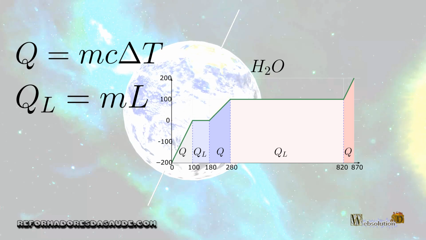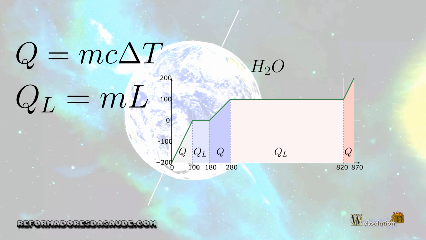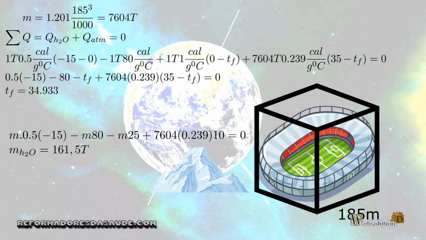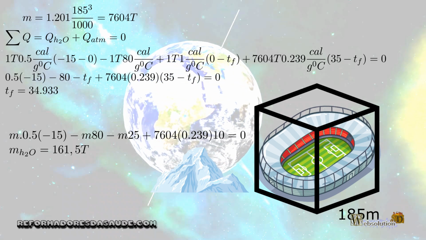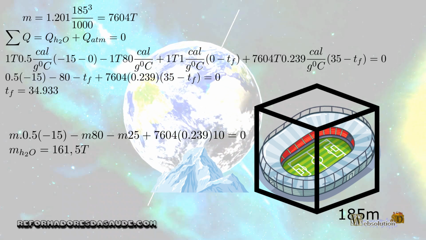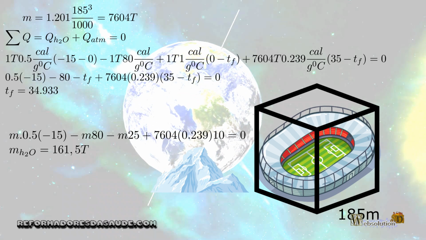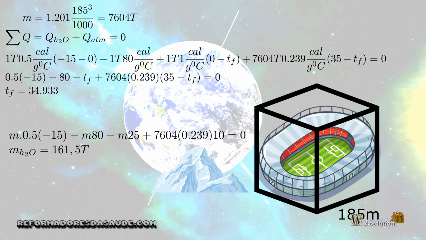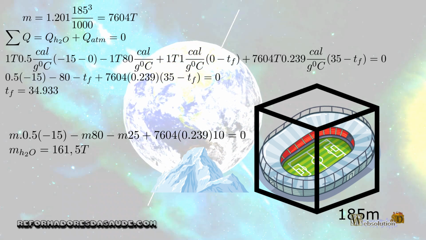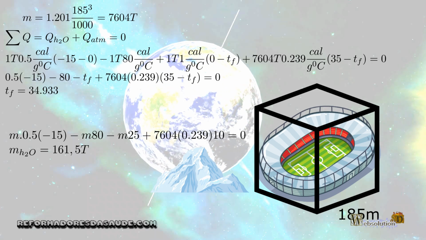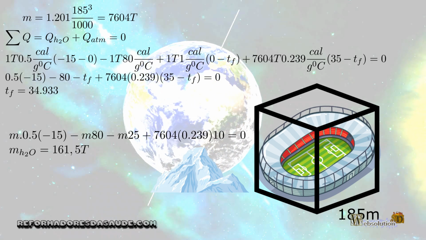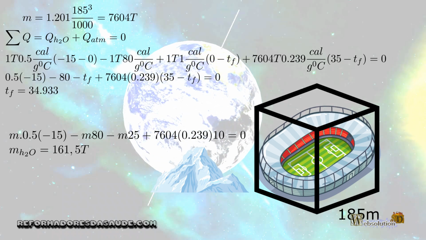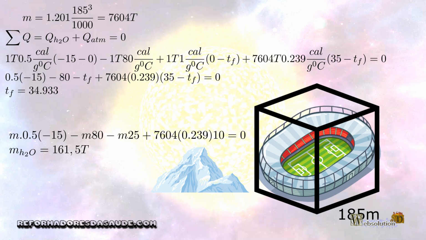Let's imagine that we have a ton of water from an iceberg at minus 15 degrees Celsius. That would cool a cube around a football stadium at 30 degrees Celsius. What would the final temperature be? The specific heat of ice, C of ice, is 0.5 calories per gram per degree Celsius. The latent heat of melting ice is 80 calories per gram. The specific heat of liquid water is 1 calorie per gram per degree Celsius.